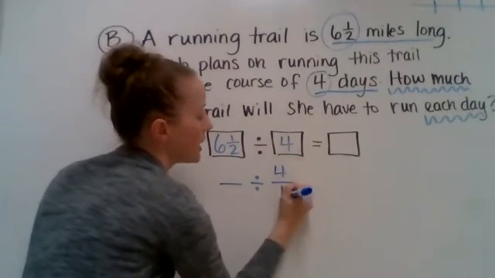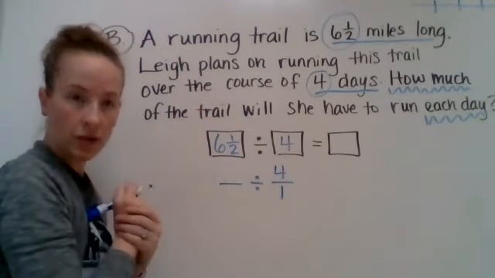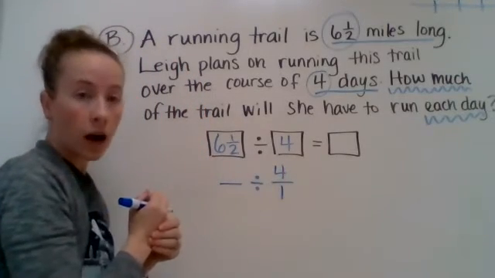4 wholes is the same as saying 4 over 1. Now that looks like a fraction. 6.5 is a little bit harder.